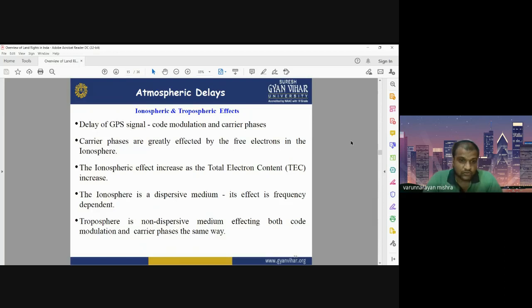The ionosphere is a dispersive medium. Its effect is frequency dependent. So we can use different frequencies to avoid the ionospheric effect. The troposphere is a non-dispersive medium. It affects both code modulation and carrier phase. So the GPS signal may be delayed. The GPS signal may be affected by the ionospheric and tropospheric condition depending on the concentration of the electrons in the upper atmosphere, that is known as total electron content.